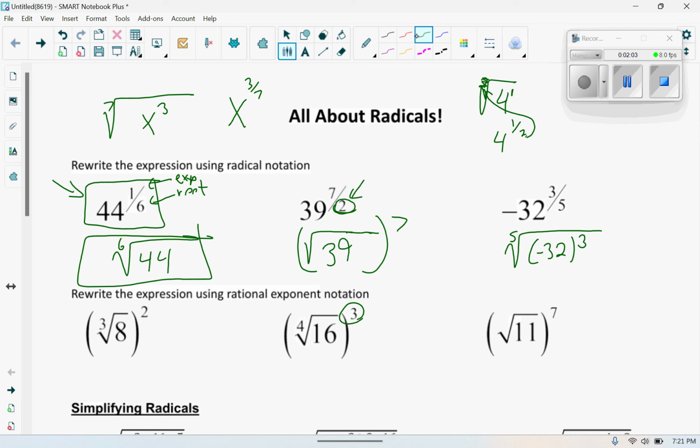Okay, now we're going to go the other way, and we are going to write these as exponents. So this is going to be 8 to the 2/3 power. This is going to be 16 to the 3/4 power. And remember, if there's nothing there, that's a 2, so that's going to be 11 to the 7/2 power.